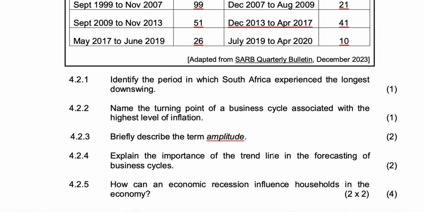Right, then explain the importance of a trend line. Well, think of a trend line as this. A trend line shows the general direction in which the economy is heading. So why is that important? Well, think of a driver. Is it important for a driver to have clear visibility? A trend line sort of does that.